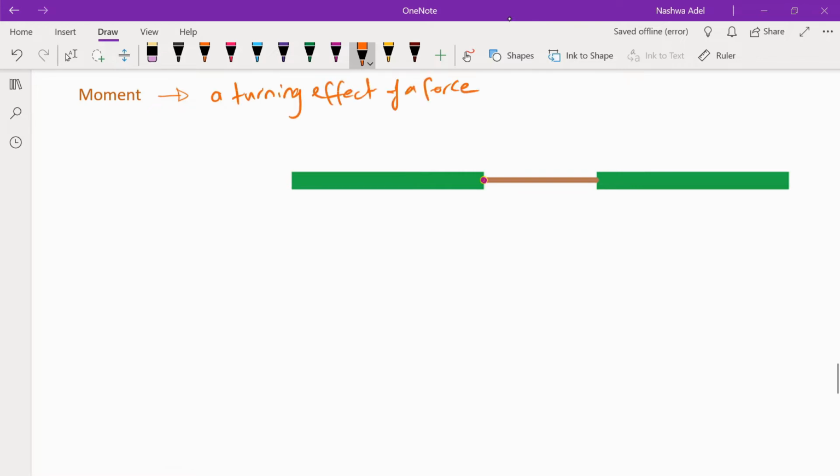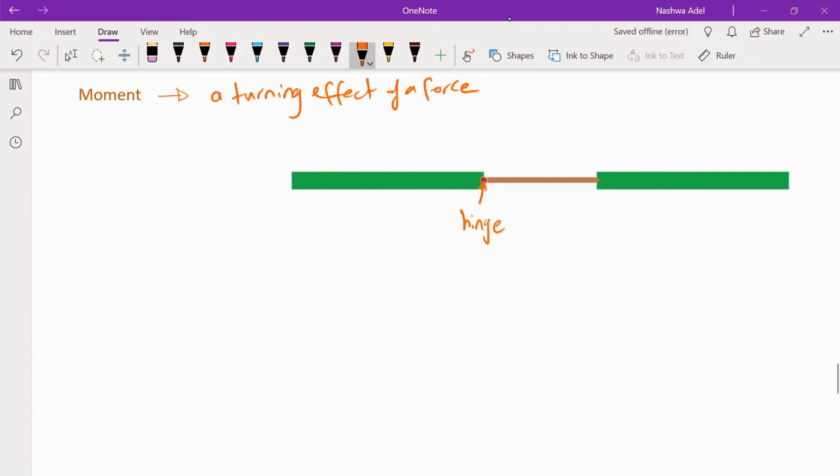To understand this, let's imagine that we are looking at a door from top view, and this is the hinge, which means it is the axis or the point around which the door rotates. Okay, if we are trying to open this heavy door, we must apply force. So in what position should we apply this force?